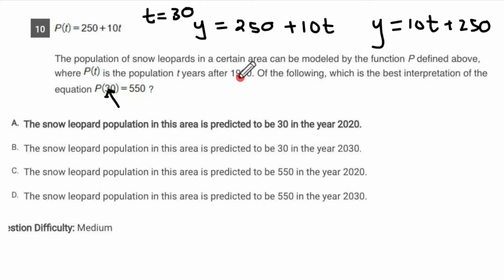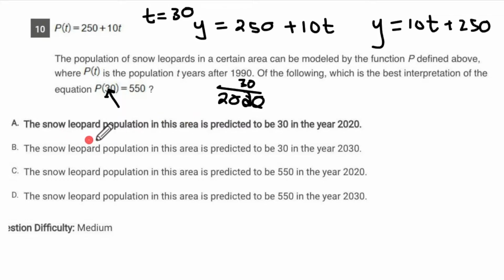Now it's the population after 1990. So we have to add 30 onto 1990 because it's 30 years after 1990. So it's going to be 2020. So we need to figure out which one, it's hard to read my 2020 there, is the best interpretation of what they have there. But basically what we're saying is 30 years after 1990, the population is going to be 550. So let's see if we can find that. Don't let the bolded answers fool you because they're not always the right answer.